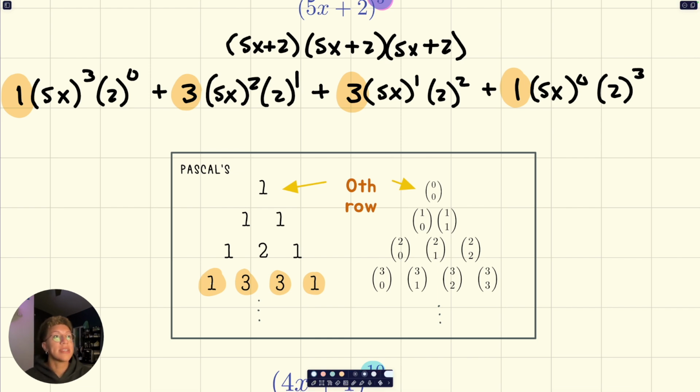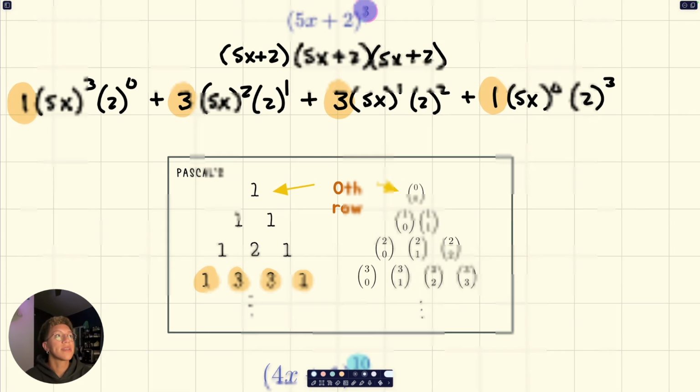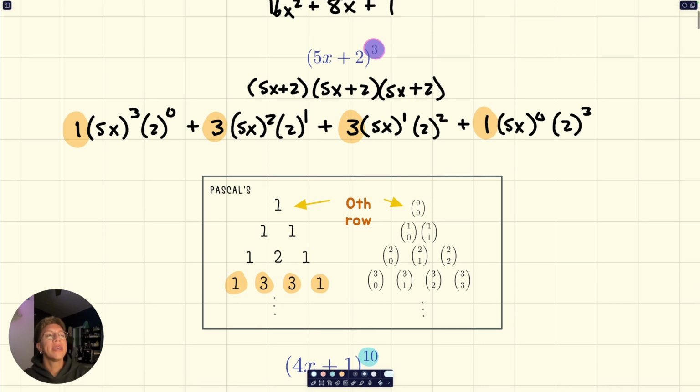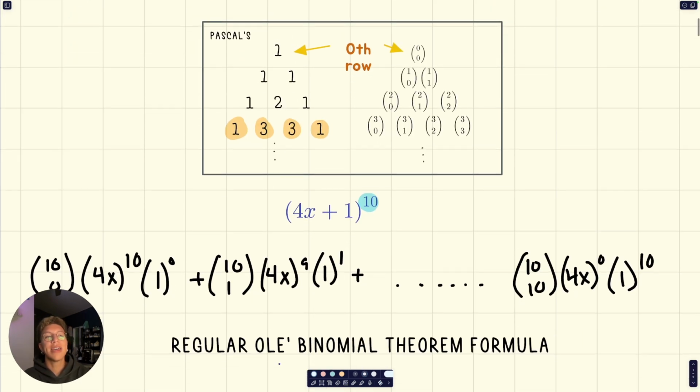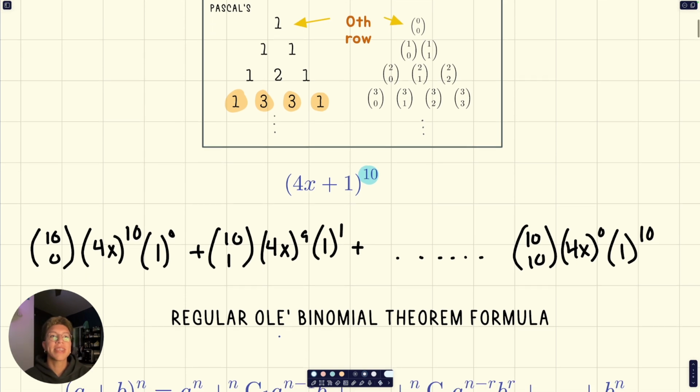And let's see if this will work. Let's zoom out a little bit. There we go. We did a quick review of Pascal's triangle and the combinatorics representation of Pascal's triangle. And we saw that this binomial theorem works for positive integers.